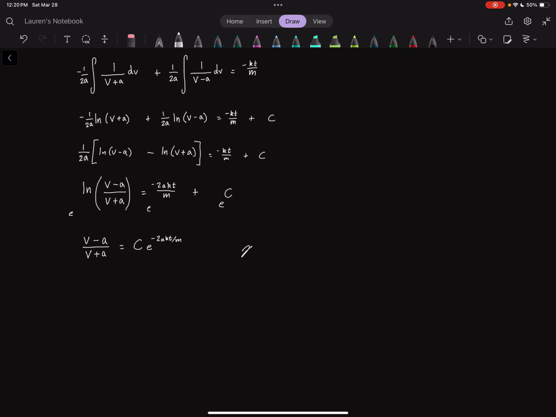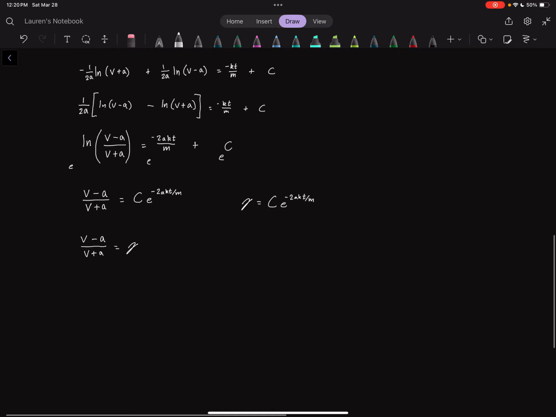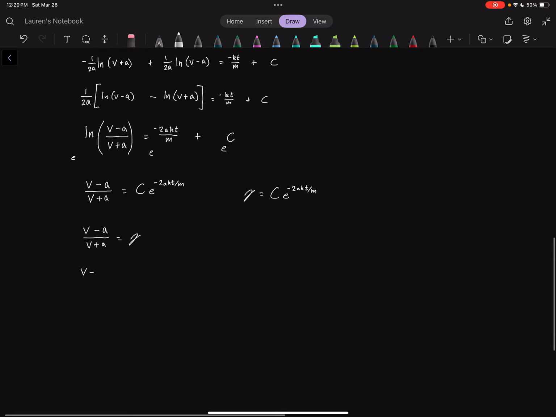So I'm just going to temporarily say gamma is equal to this whole junk on the right, c times e to the negative 2akt over m. So therefore, just for a second here, we have (v minus a) over (v plus a) being equal to gamma. And that's nice because now we can go a little bit faster. So v minus a is equal to gamma times (v plus a).